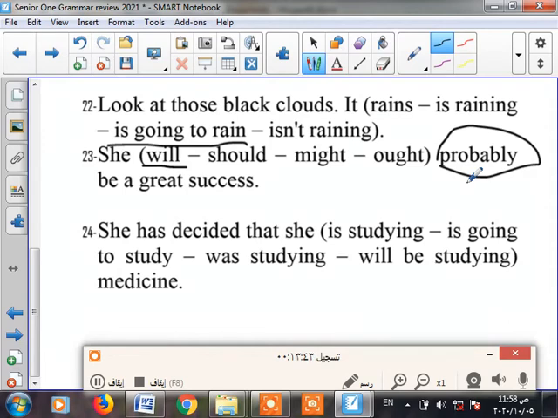Number 24, she has decided, and draw a circle around the word decided. She has decided that she does medicine. As we have said, when you find the word decide or intend or plan, you have to use going to. So she has decided that she is going to study. Excellent.